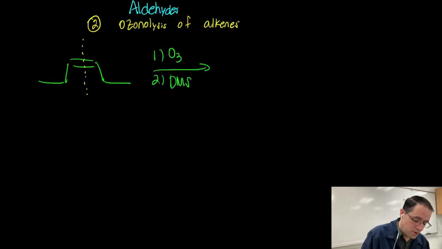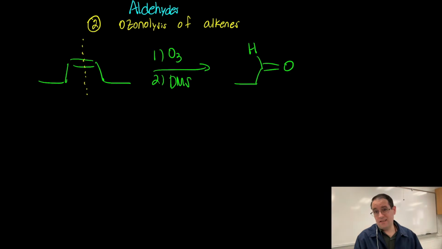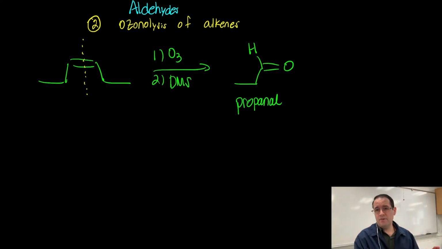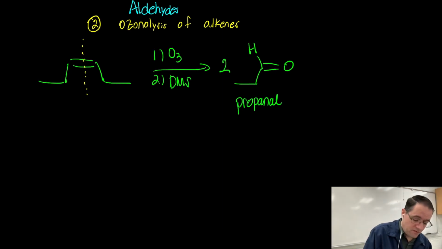And what you're going to form are 2 equivalents of, let's name this, propanal. Okay? The 3 carbons on the left end up as propanal, and the 3 carbons on the right end up as propanal. So you could put a 2 in front of this if you really worry about balancing the chemical equation. Now if they're unsymmetrical, you'll form 2 different aldehydes.